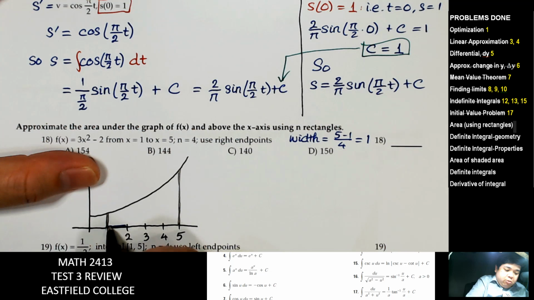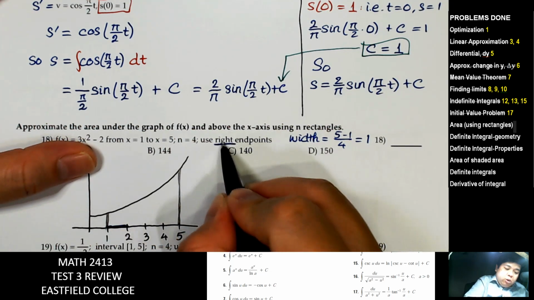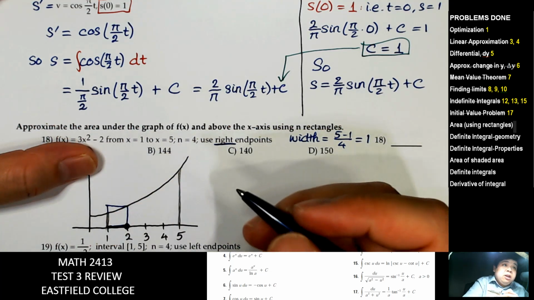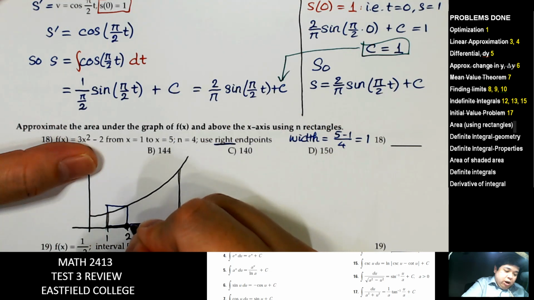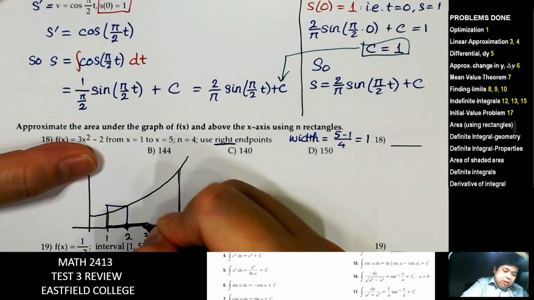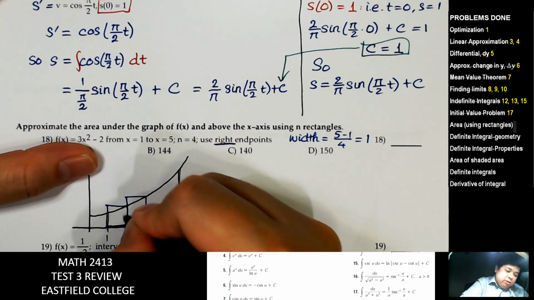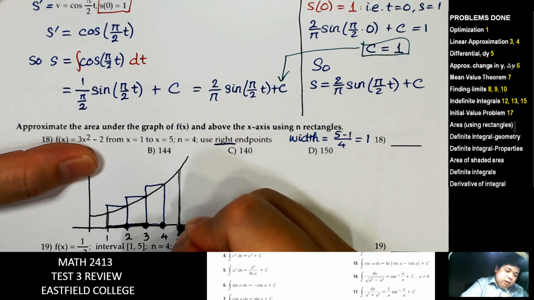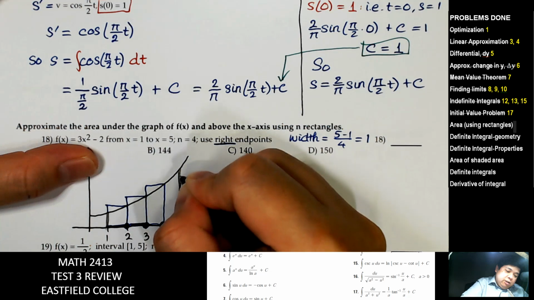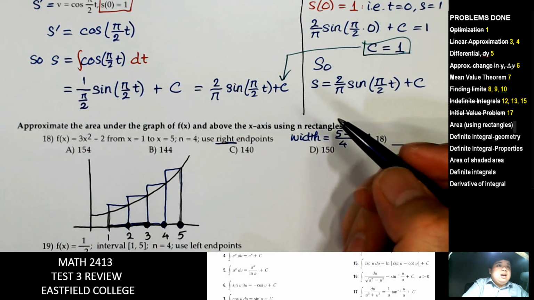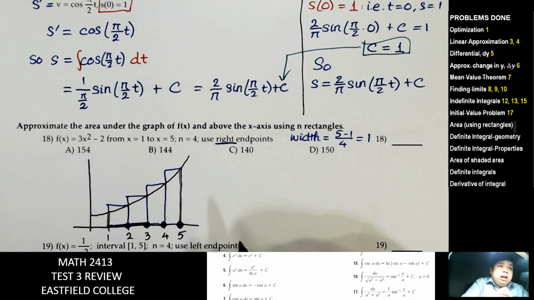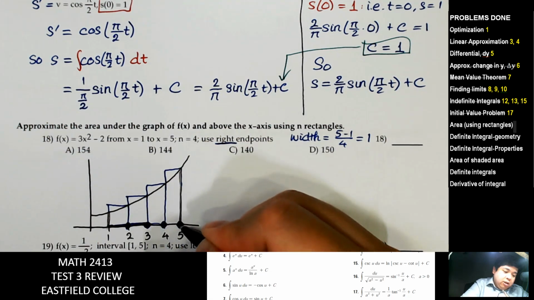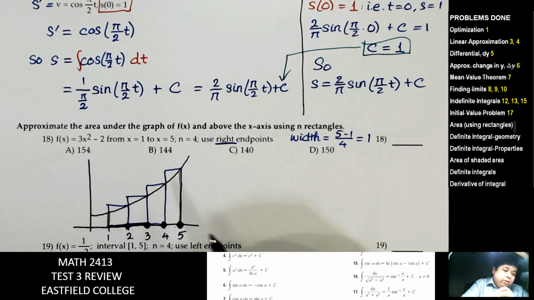So for the first rectangle, we use the right end point. So use the right point to make a rectangle. And from 2 to 3, we use the right end point, and we have another rectangle. And then 3 to 4 is 4, and then 5. So we have that. We know the width is equal to 1. Now notice that the height of the rectangle, we use this point. So 2, 3, 4, and 5.